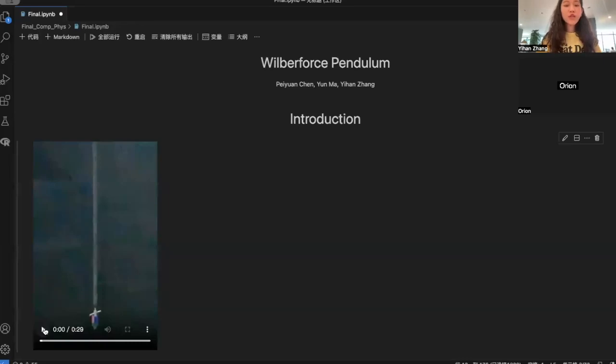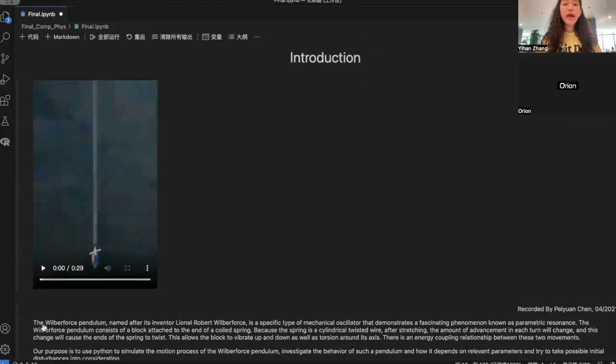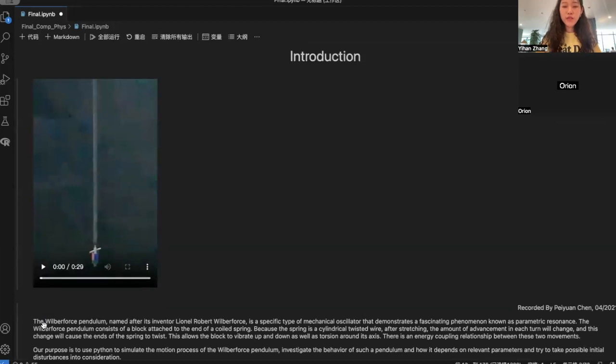Our final project is about the Wilberforce pendulum, a mechanical system invented by Lionel Robert Wilberforce. This system has a block attached to a spring, and we take the spring as a cylindrical twisted wire. After stretching, the advancement in each turn changes, which results in a rotational and torsional vibration at the end of the spring. And now we're showing the video of the Wilberforce pendulum here.